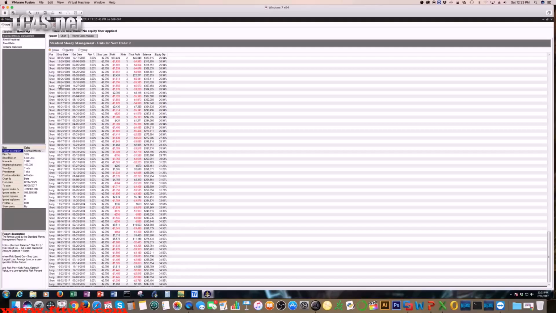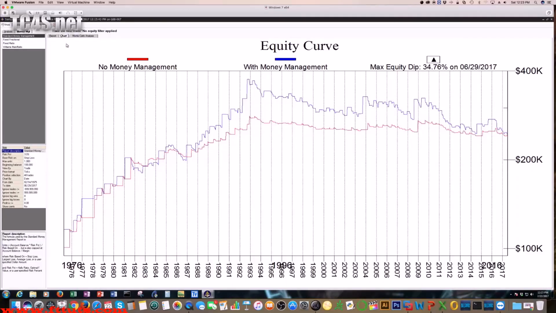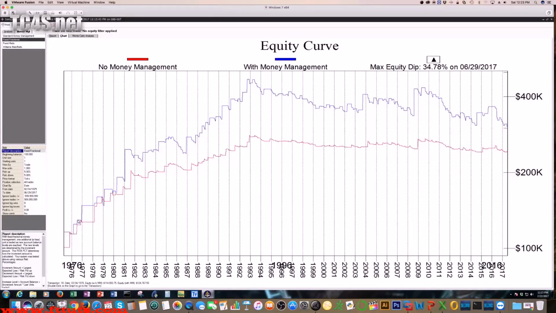So if we look at a chart now, the red line is our no money management strategy. The blue line, using this standard money management strategy, is what our equity curve would look like with this strategy on top of it. Fixed fractional, we see that the money management is still outperforming all the time.